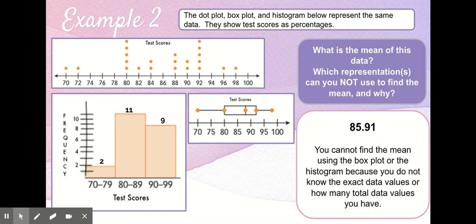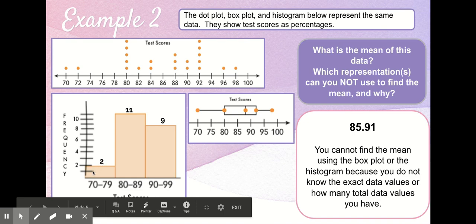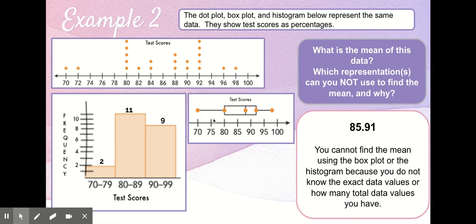You cannot find the mean using the box plot or the histogram because you do not know the exact data values or how many total data values you have using those 2 diagrams. We know that we have 2 test scores between 70 and 79, but we don't know what they are. And then also for these test scores, we don't know how many scores fall within each of the 25% quartiles or what exactly those values are. The dot plot is the only one that we can know for sure.